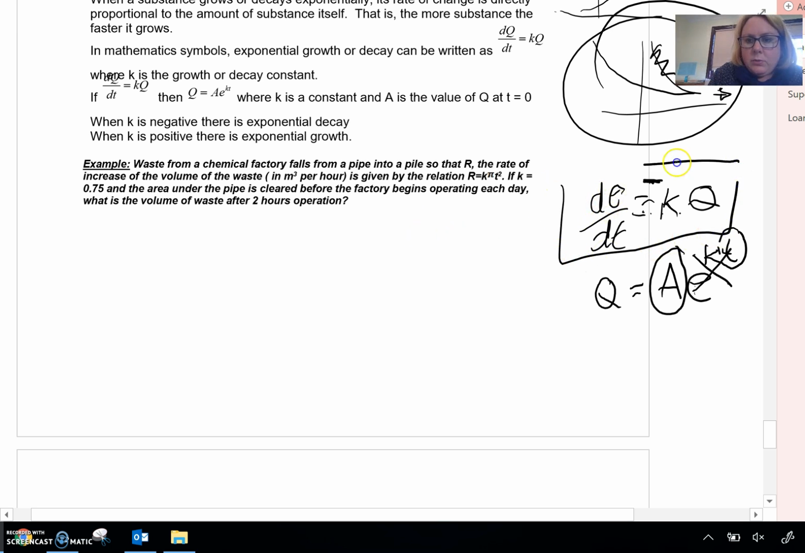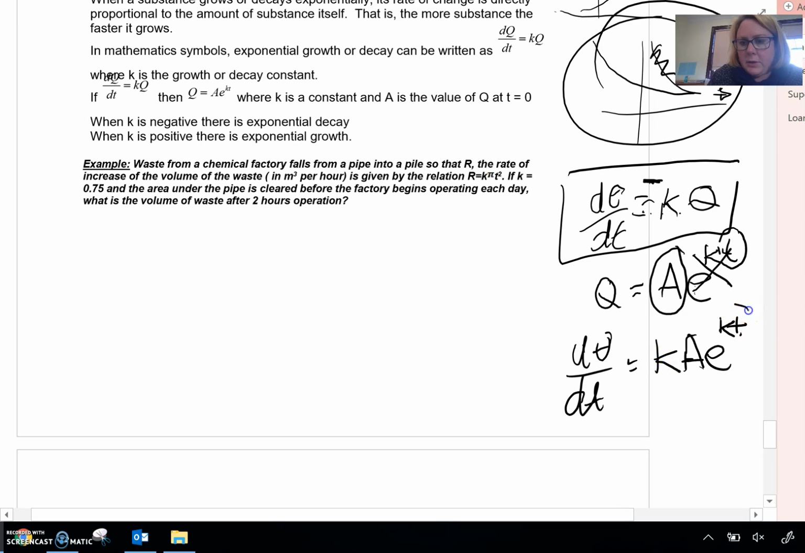dQ/dt equals kQ, where Q is this. Now, if I find dQ/dt, I bring the power out the front and I differentiate. Isn't that k times the original? And what would happen if it was decay? It would be a minus k out the front there.